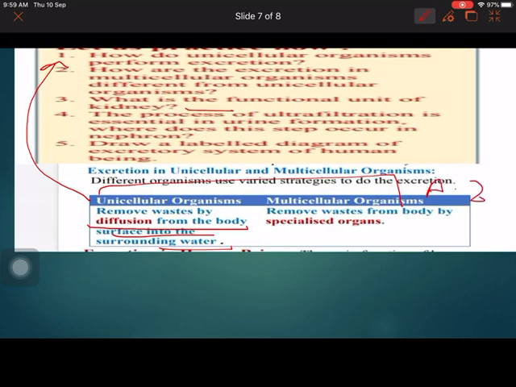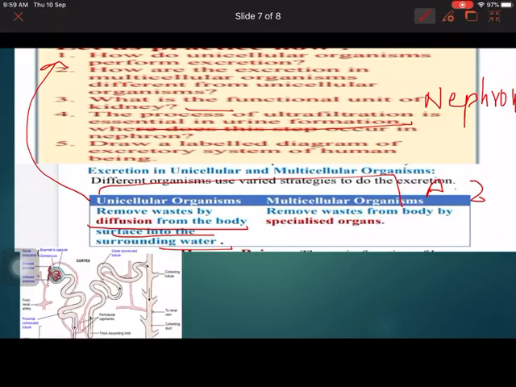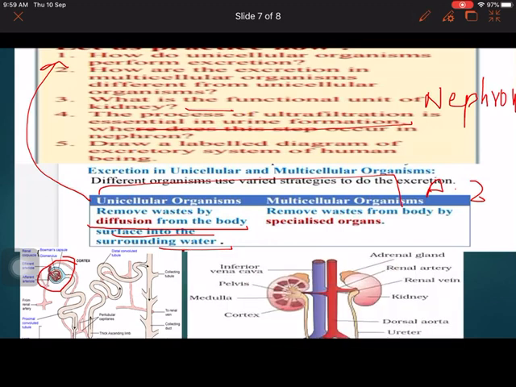Third: what is the functional unit of the kidney? As we have discussed, it is the nephron. Then fourth: the process of ultrafiltration is essential in urine formation. Where does this step occur? In the nephron. It is the glomerulus part where ultrafiltration occurs, and you can see this is the part where ultrafiltration is occurring. So you can write: in the glomerulus, Bowman's capsule. Then draw a labelled diagram of the excretory system. This is the diagram which you have to draw.